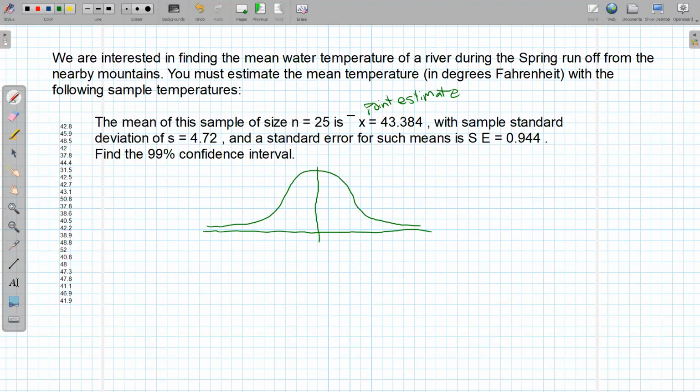All right, so right in the middle goes my x bar. That's the 43.384. That's like having a z-score of 0. I want to be 99% confident, so I want to look for 99% of other samples of size 25. So that's where I incorporate the standard error with this 99%.